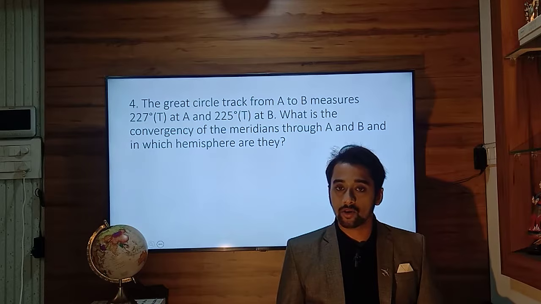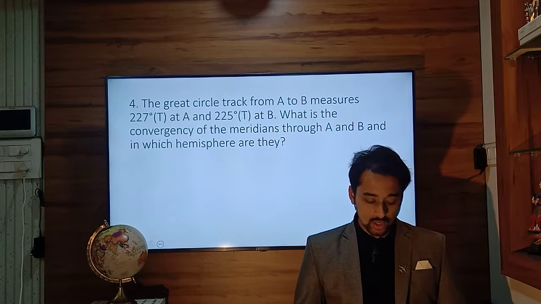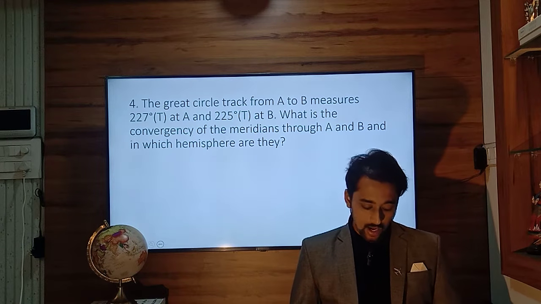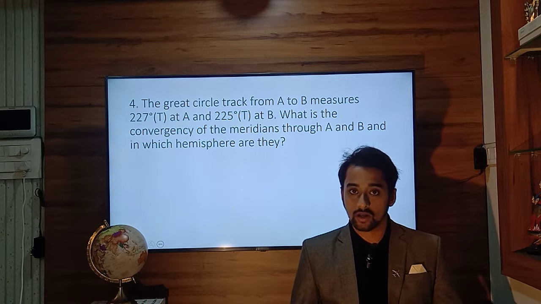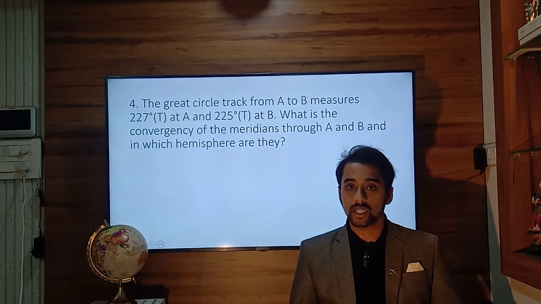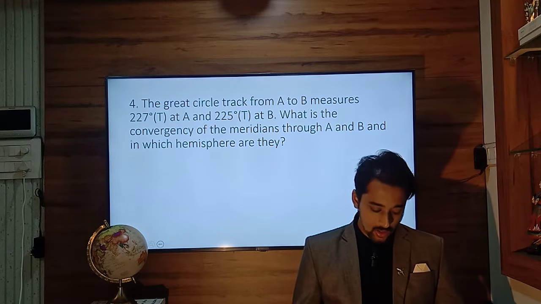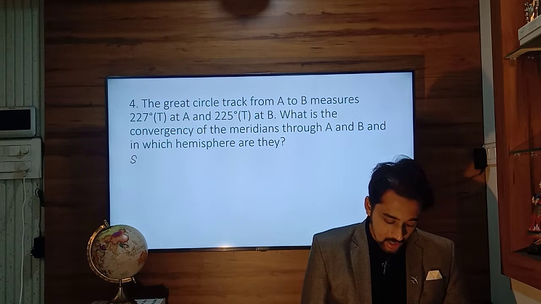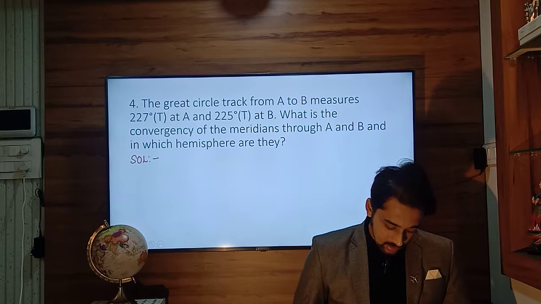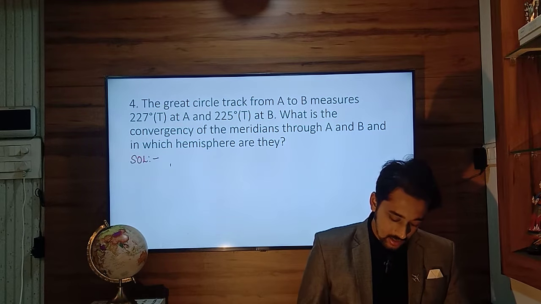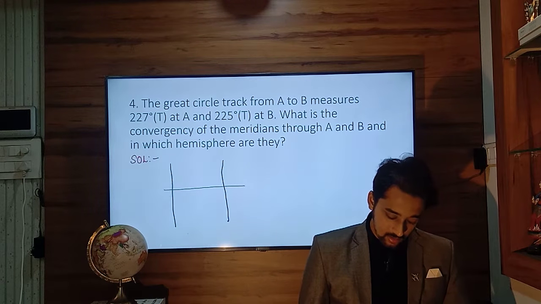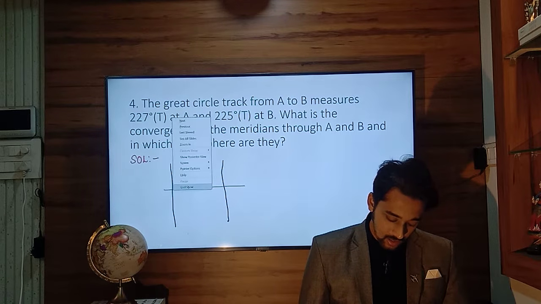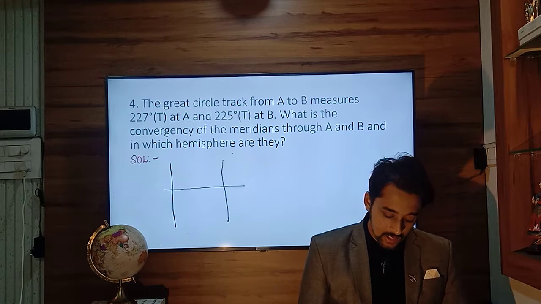The great circle track from A to B measures 227 at A and 225 at B. What is the convergency of the meridians through A and B, and in which hemisphere are they? So first, a very simple solution. Let's plot this. Here we don't know what hemisphere they are.